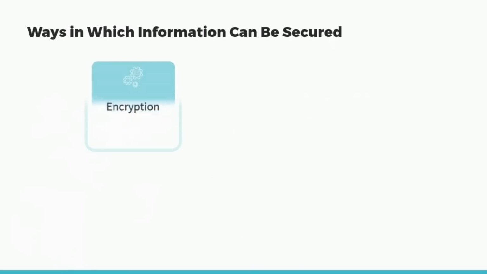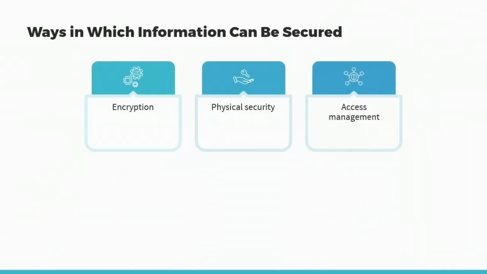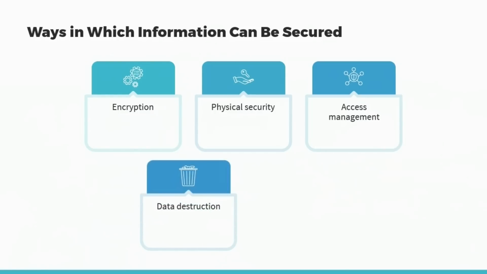And those measures typically include encryption, which scrambles the data, rendering it useless to anyone who does not hold the proper encryption and decryption keys. Physical security, such as restrictions including locks and security cameras to ensure that only authorized users can access server rooms or filing cabinets. Access management methods, such as file and folder permissions. Proper data destruction methods, such as paper shredding and hard drive disposal.